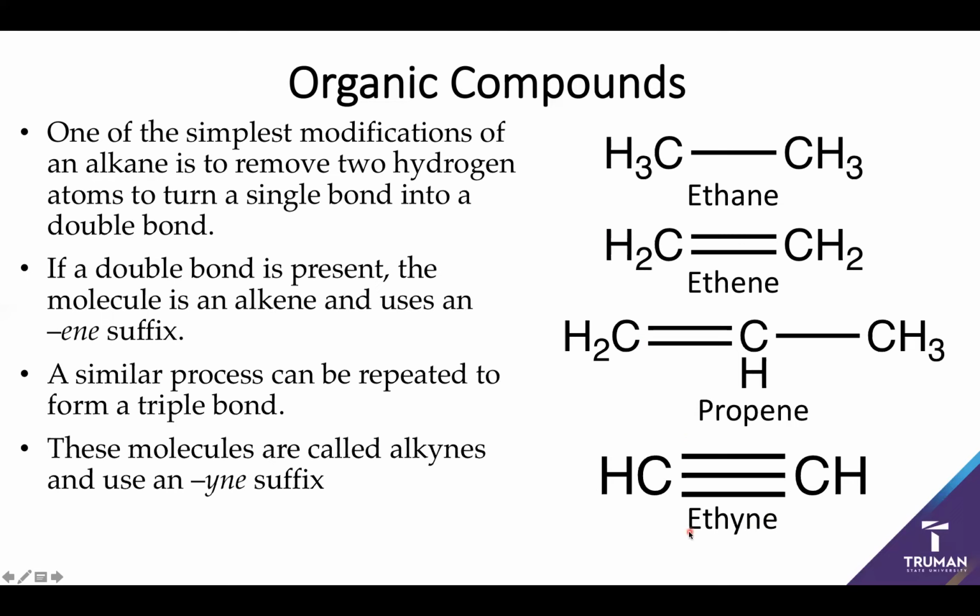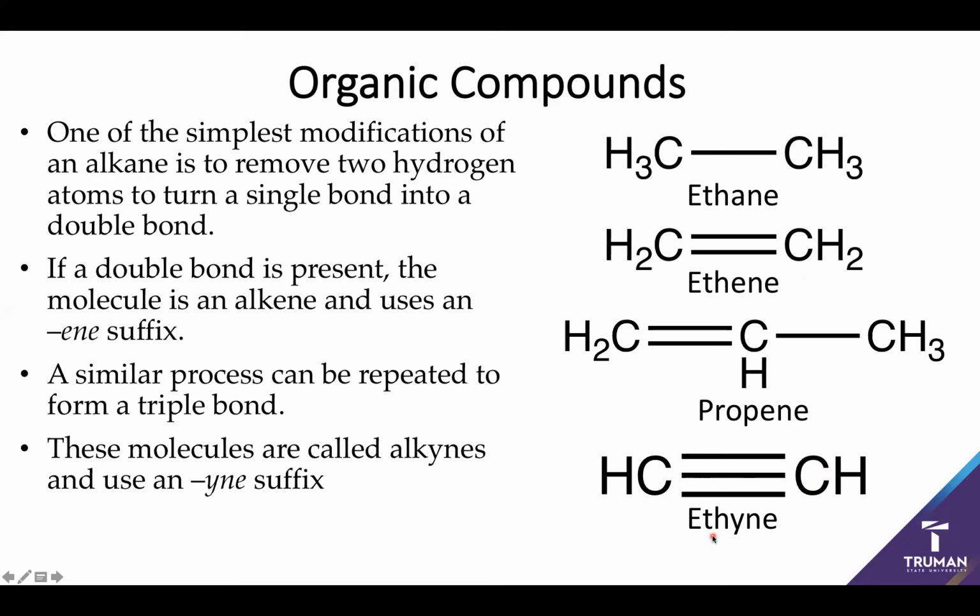Now you can repeat the same process for a triple bond, where I remove 2 more hydrogens, put in an extra bond, and I get ethyne, more commonly known as acetylene. Again, an older common name. So this is what you use when you're doing welding. And all of these triple bonded molecules are called alkynes, and they'll all use the "yne" suffix, whether you're looking at ethyne, propyne, butyne, and so forth.